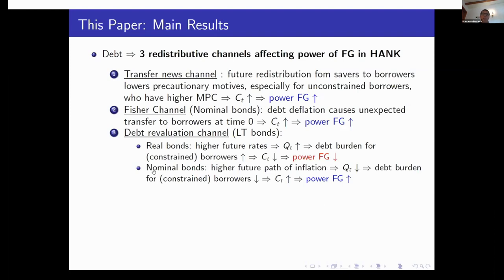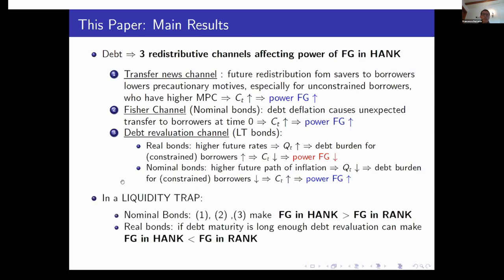On the other hand, if bonds are nominal, the higher future inflation that is implied in forward guidance pushes the price of the long-term debt down. So in this case, the debt burden for borrowers goes down and consumption goes up, and this channel amplifies the power of forward guidance. I am going to illustrate the effect of these three channels by looking at experiments with real rate forward guidance and nominal rate forward guidance.